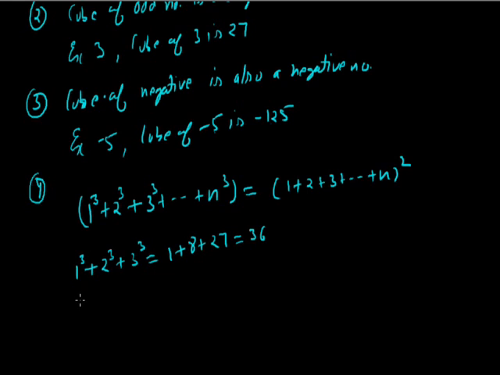Now what is the square of the sum of the first 3 natural numbers? हमें क्या करना है, पहले 3 नेचुरल नंबर का सम करना है और जिसका सम आएगा उसका स्क्वायर करना है. So 1 plus 2 is 3, 3 plus 3 is 6, and 6 square is equal to 36. So it is verified that the sum of the cubes of the first n natural numbers is equal to the square of the sum of n natural numbers.